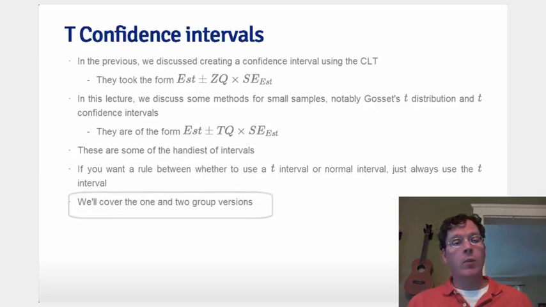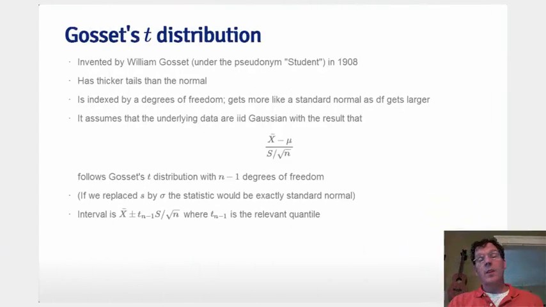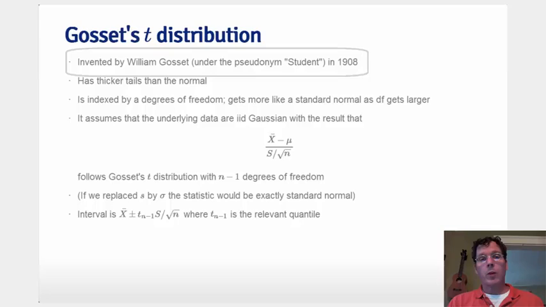We're just going to cover the single and two-group version of the t-interval. In our regression class, we'll cover some other t-intervals that come in handy as well. The t-distribution was invented by William Gosset under the pseudonym Student in 1908. He worked for the Guinness Brewery, and in fact they didn't want him to publish under his real name, so he published under the pseudonym Student. So we're often talking about Student's t-distribution or Student's t-test.